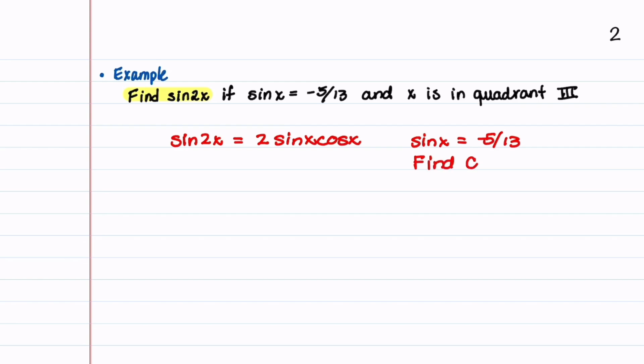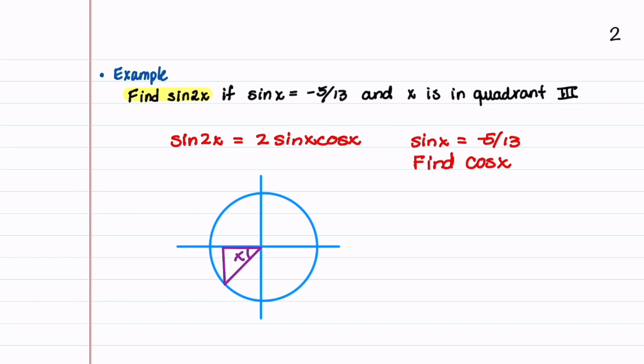To find cosine x, let's draw a unit circle and place our angle x in quadrant 3. Sine x is equal to minus 5 over 13, so our opposite side is equal to 5, and our hypotenuse is 13. Cosine x is equal to the adjacent side divided by the hypotenuse, so we need to find the adjacent side.